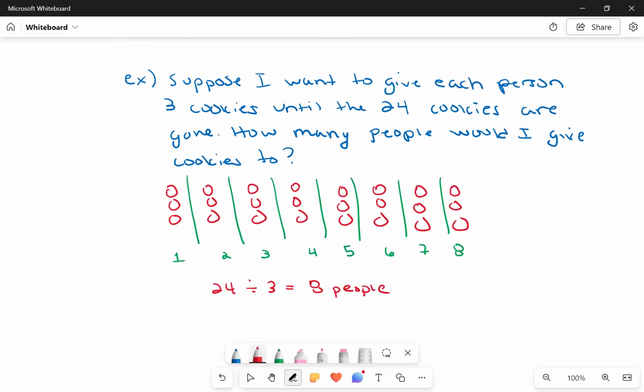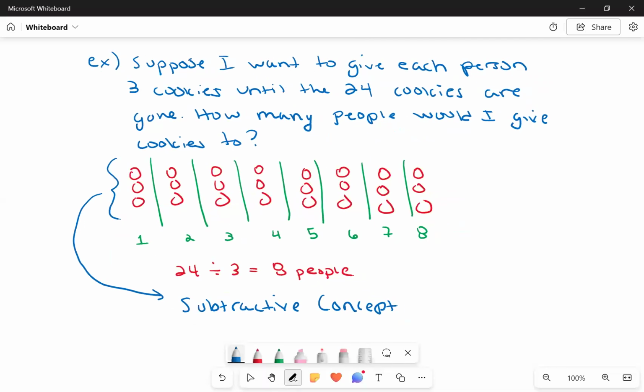Okay. This is called the subtractive concept. Wow, I stumbled over saying that. Even though I actually said it right, it still felt weird and foreign in my brain. The subtractive concept, also known as the measurement concept. And it's the idea that we're consistently subtracting 3 every time.